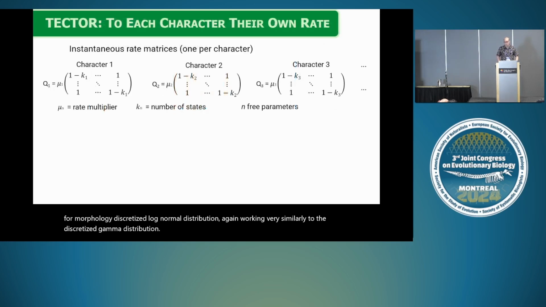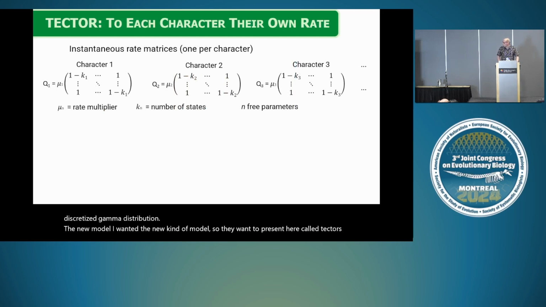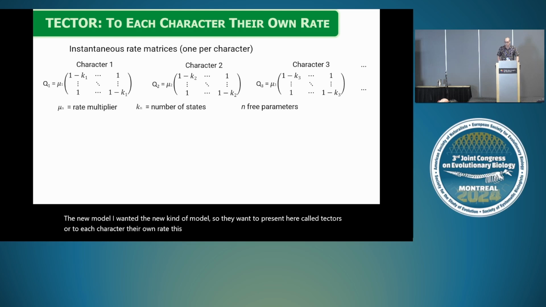But the new kind of models that I want to present here are called tectors, or to each character their own rate. The title is pretty self-explanatory. So what I tried to do is to assign basically a Q matrix, an instantaneous rate matrix, to each single character. So each single character gets its own Q matrix, which can have the proper number of states for each character, and each character has its own rate multiplier here, mu n, where n is the number of characters. So we actually end up with n free parameters. It's a lot of free parameters, and it's a very parameter-rich model.